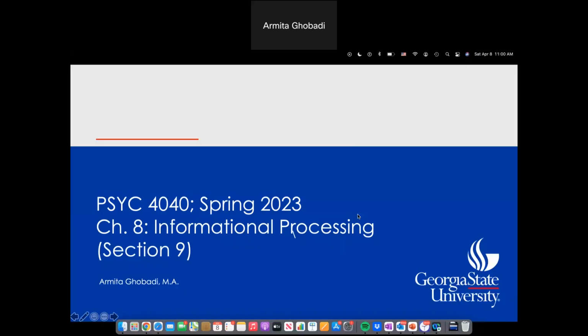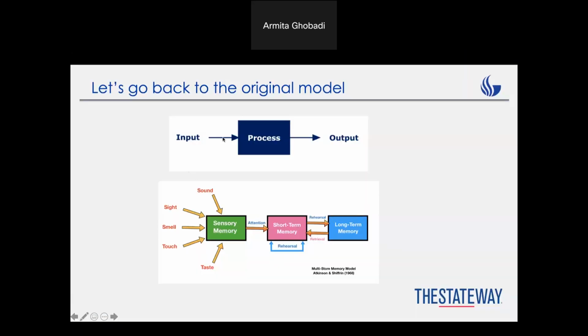So section 9. Again, we have two models. We had this before. In model number 1, there was some input, then we had some processing. Right after that, we had output. However, here we can see that it's just more in detail. For example, here it's showing us sound, sight, touch, taste, smell, they are all going to be inputs.